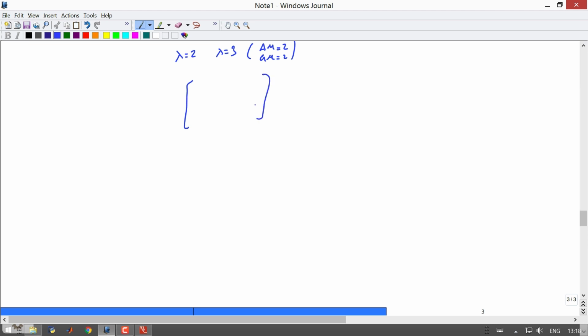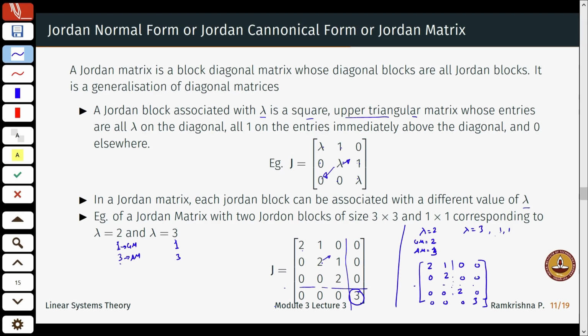In this case, the algebraic multiplicity and the geometric multiplicity are equal. So, I will just have 2, 2, 3, 3 and the remaining all being 0, and you can do several combinations of this. So, this is diagonalizable because the algebraic multiplicity and geometric multiplicity corresponding to that eigenvalue are equal.